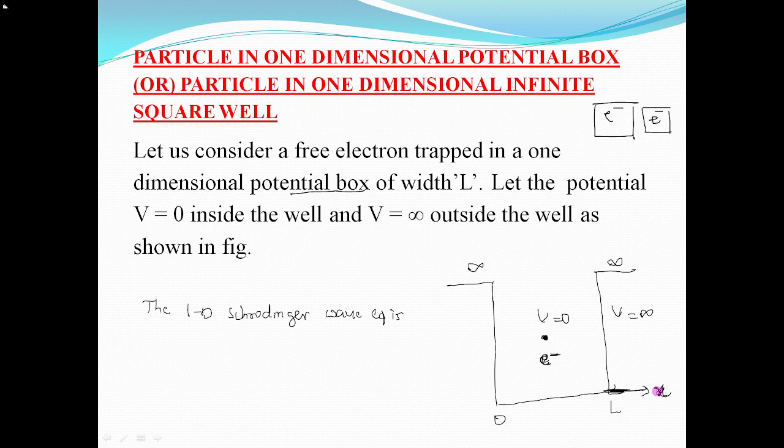One-dimensional, I am taking only one dimension, that is along the x-axis, which has length L or width L. Inside the potential box, the potential is 0, and outside the potential box the potential is infinite. Next, the box is of infinite depth, such that the electron cannot escape from the box.